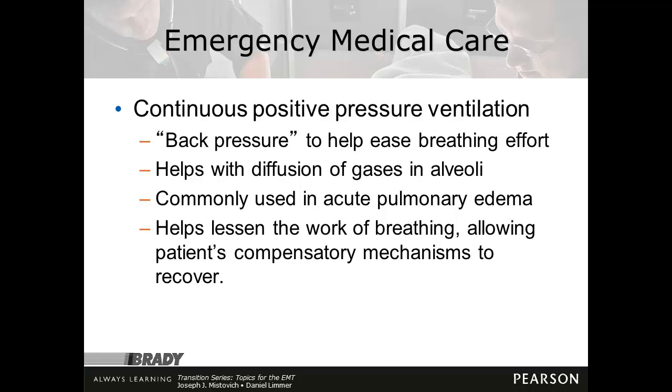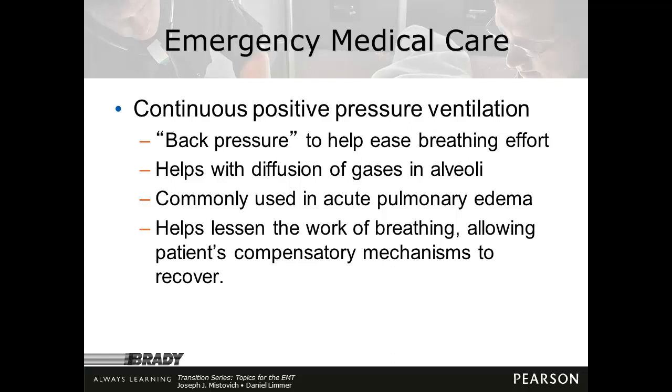It's often used to treat acute pulmonary edema. By pressurizing the inside of the alveoli, the fluid of pulmonary edema is prevented from crossing the alveolar membrane. It also helps prevent the collapse of alveoli under the weight of the surrounding edema. CPAP has been proven to rapidly improve acute pulmonary edema in some patients and to prevent the need for intubation.